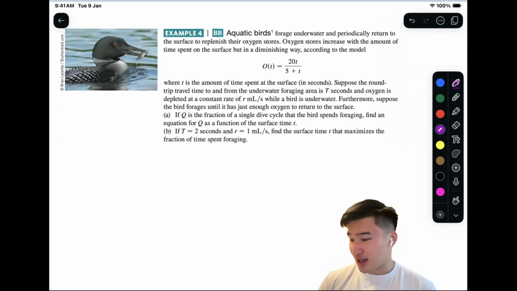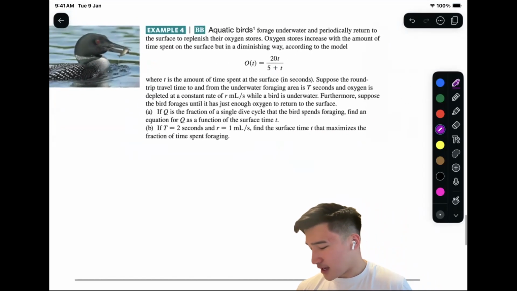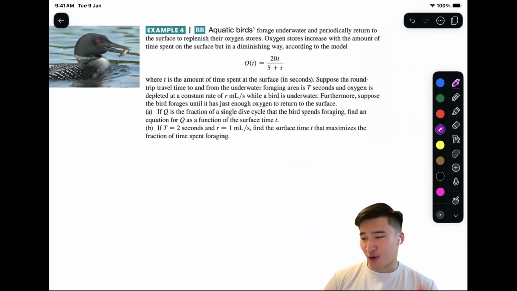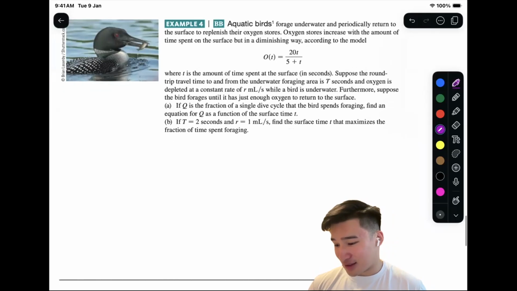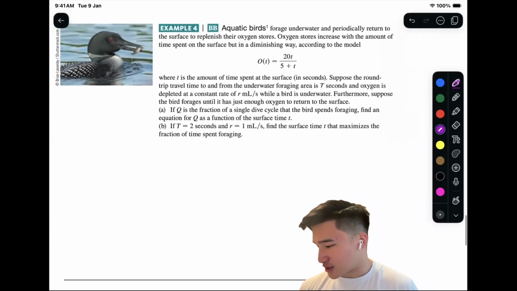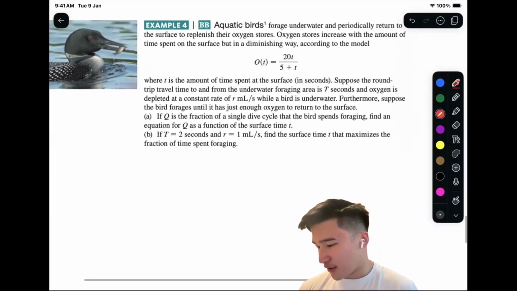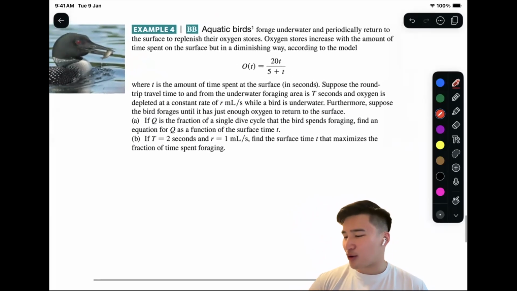So anyways, today we're going to do this question about aquatic birds. I've seen this before, right? The bird goes under the water to forage instead of just flying. It's actually pretty cool, and you see there's a photo here. The bird went down to forage. Okay, so without further ado, let's try this question. So first of all, we have aquatic birds. Let's go through this question together.